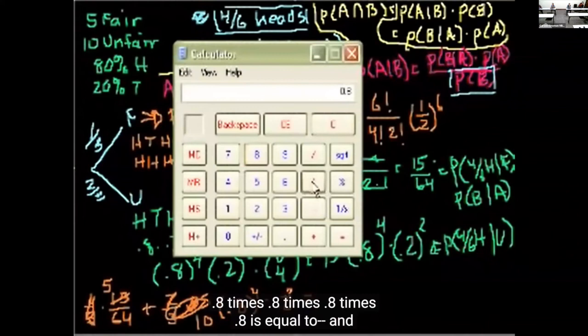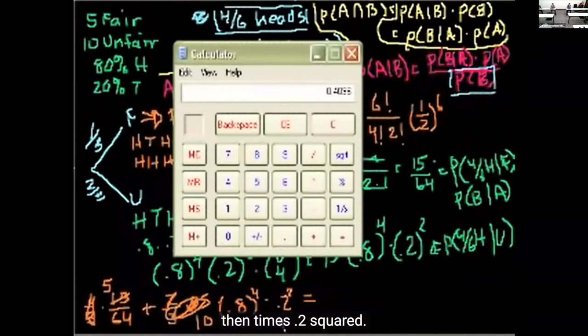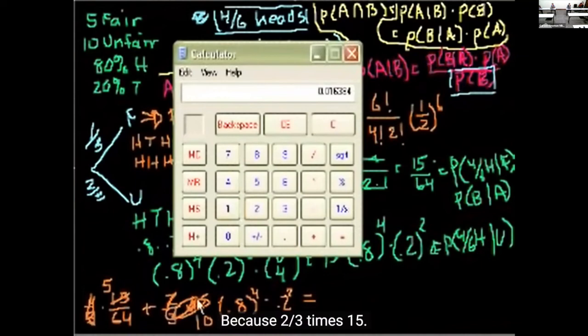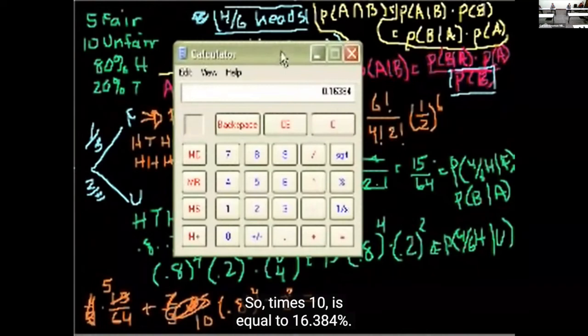0.8 times 0.8 times 0.8 times 0.8 is equal to, and then times 0.2 squared, so times 0.2 times 0.2, is equal to 0.016. So that's that. Then we say times 10, right? Because 2/3 times 15 is 10, and that is equal to 16.384%.